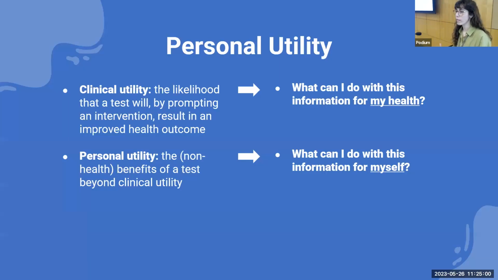So when we think about testing, and especially when we think about genetic testing, one of the ways that we define if a test is helpful and useful is that it will improve health outcomes by changing the way that we manage our health, adding in an intervention that we didn't think was available before. But really the goal in that situation of what we call clinical utility is, what can the information from this test do for my health?